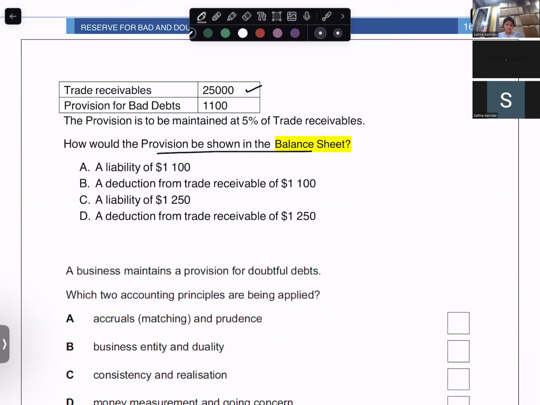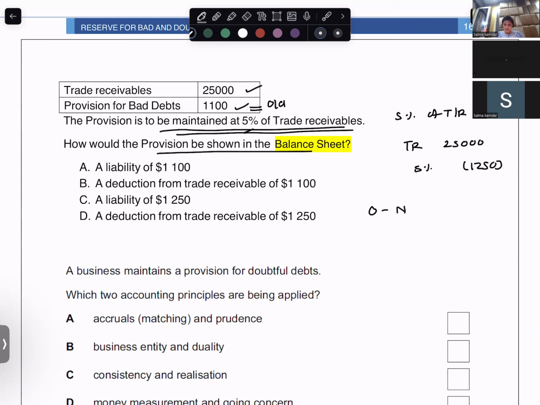You have trade receivables 25,000, provision 1,100. Provision is maintained at 5% of trade receivables. So this is your old provision, which is given to you, and your new provision is 5% of trade receivables. Trade receivables is 25,000, so 5% of it is how much? 1,250. Miss, don't we subtract 1,100? Old minus new is always done in the income statement.